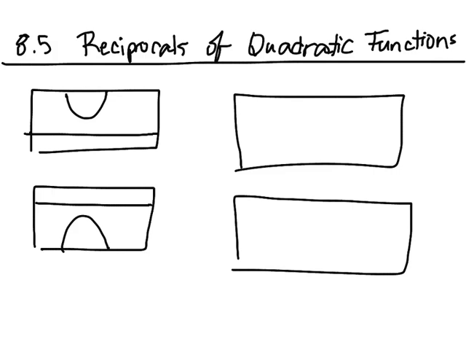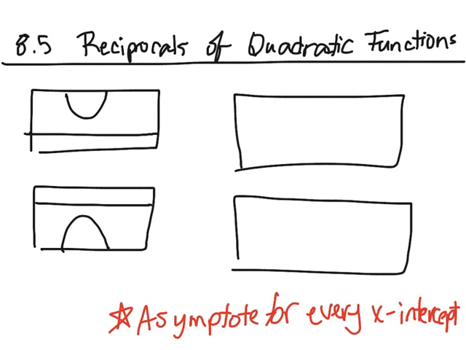Graphing reciprocals of quadratic functions, part 1. So first thing to know is that there's an asymptote for every x-intercept. Make a note of that on your page. So first off, if you have no intercepts, you will have no asymptotes. So the graph of your function will look like this.